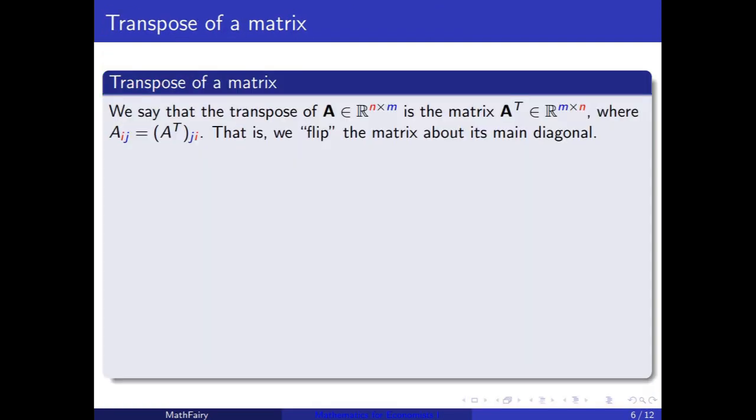A concept that is sometimes useful is the transpose of a matrix. When we take the transpose of a matrix, that means that we flip it about its main diagonal. This is used when we want to reorient our data in this way.